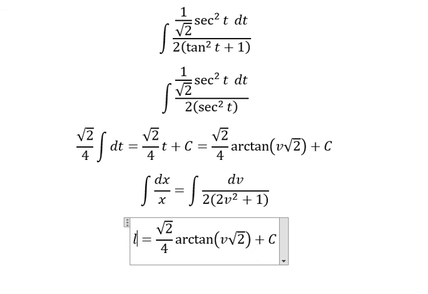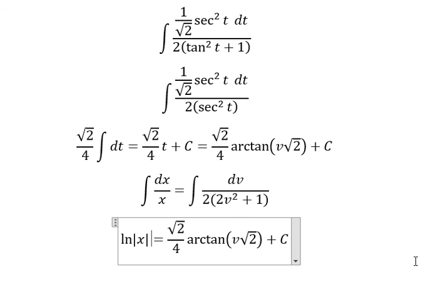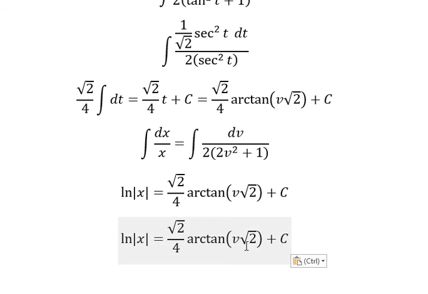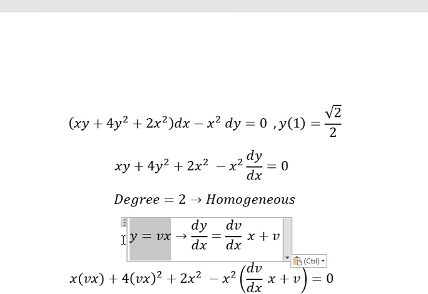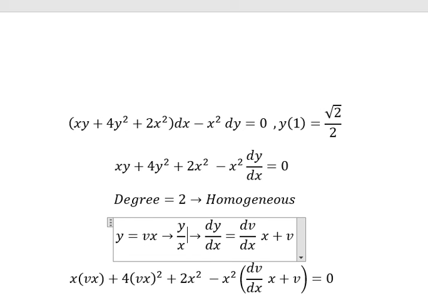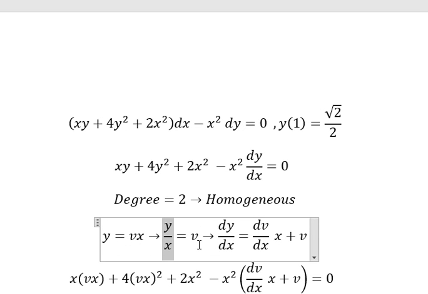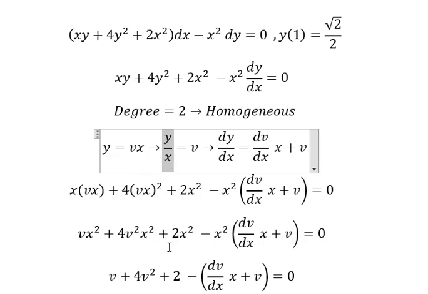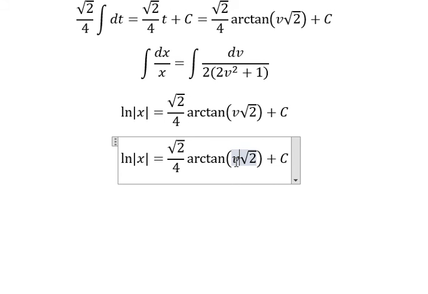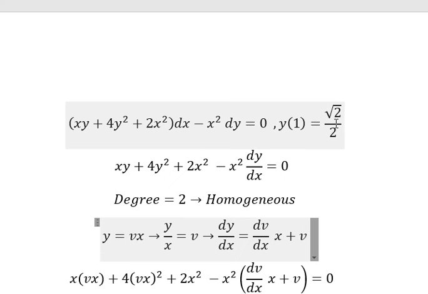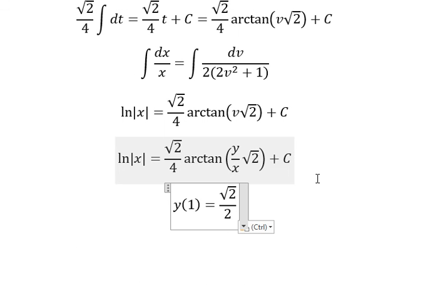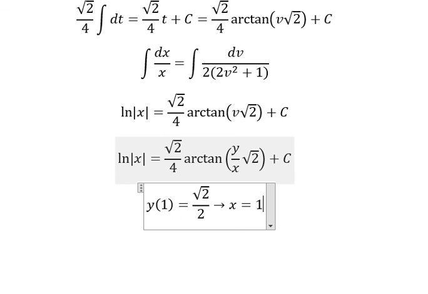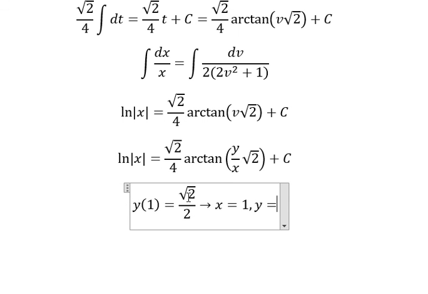This one, we have ln of the absolute value of x. About v, that is about this one. So we need to divide both sides by x. And now we need to change v into y over x. Now we have the condition. That means when x equals to number 1, y equals to the square root of number 2 over 2.